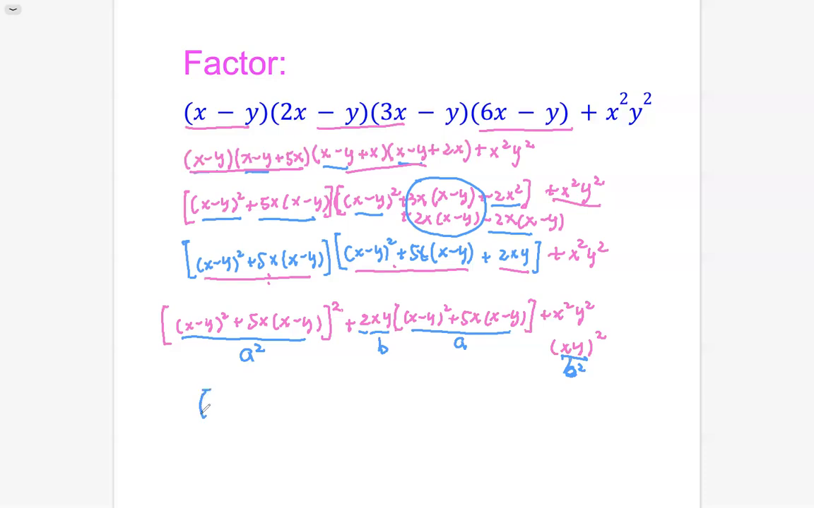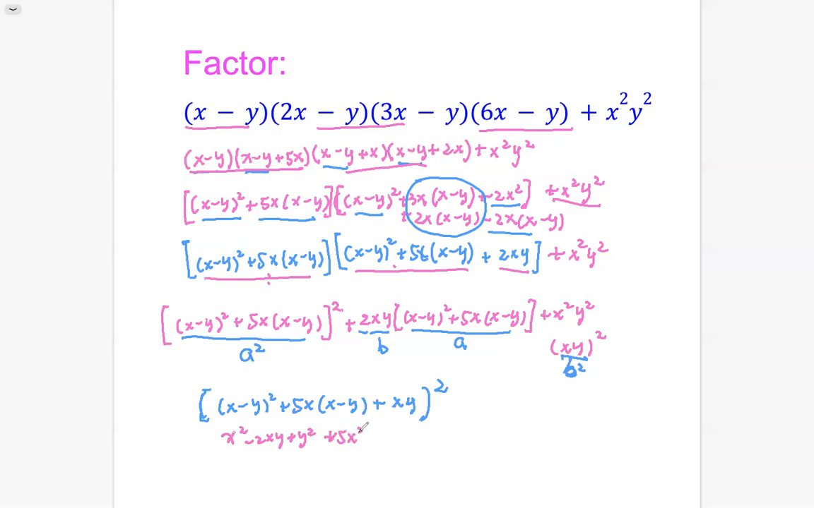But my a is a little bit complicated. My a is x minus y squared plus 5x times x minus y. That's my a squared, that's my a. Then plus my b. My b is xy. Then squared. I got this perfect square form. Now I can simplify a little bit. So let's write it out. So we have perfect square. We have x squared minus 2xy plus y squared.